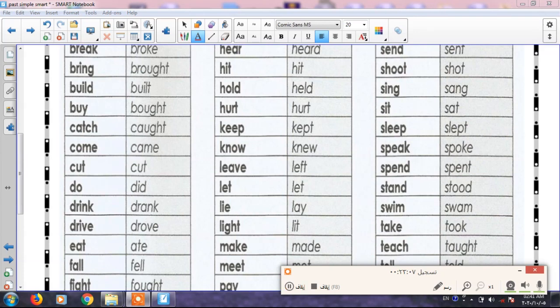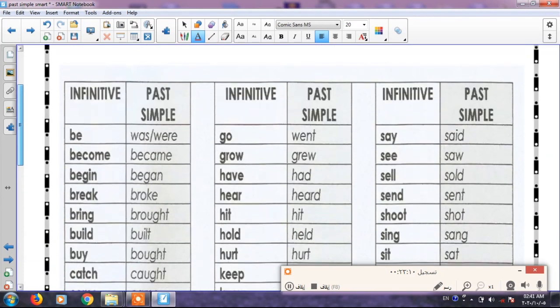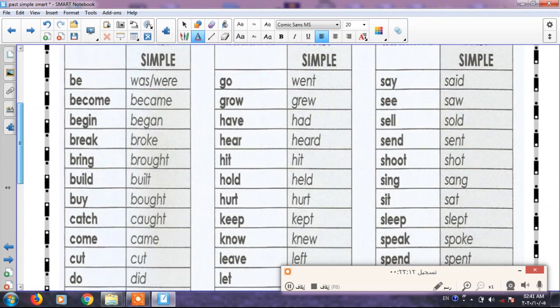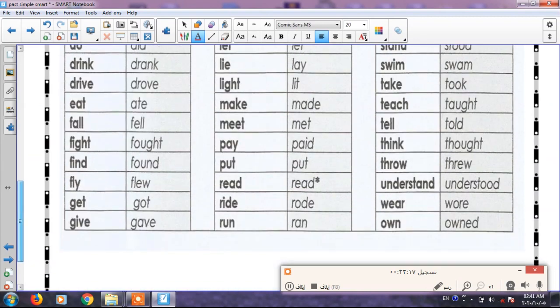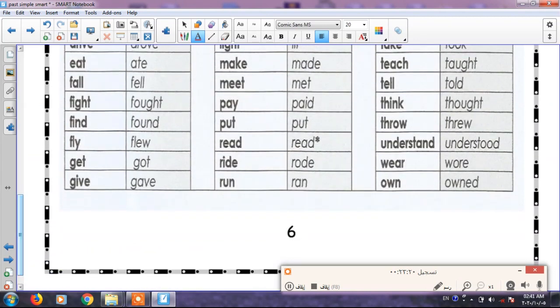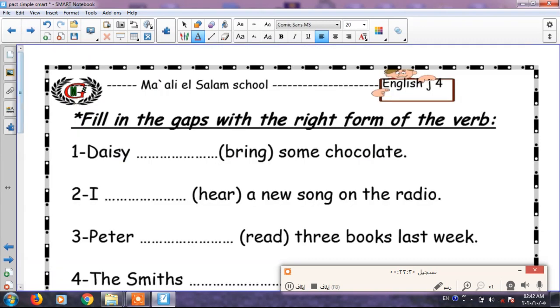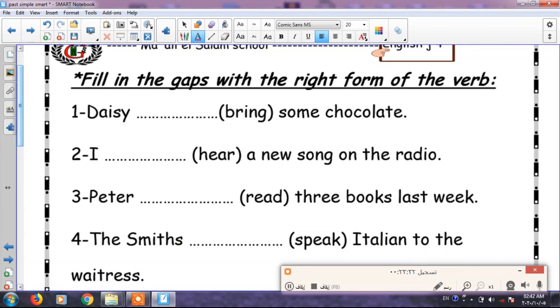So all these verbs, Junior 4, should be memorized. Should be memorized, okay? I should read them every day once or twice to memorize them. Okay? Let's practice. Here, fill in the gaps with the right form of the verb. Daisy brings some chocolate. Okay, we will turn the verbs into the past.